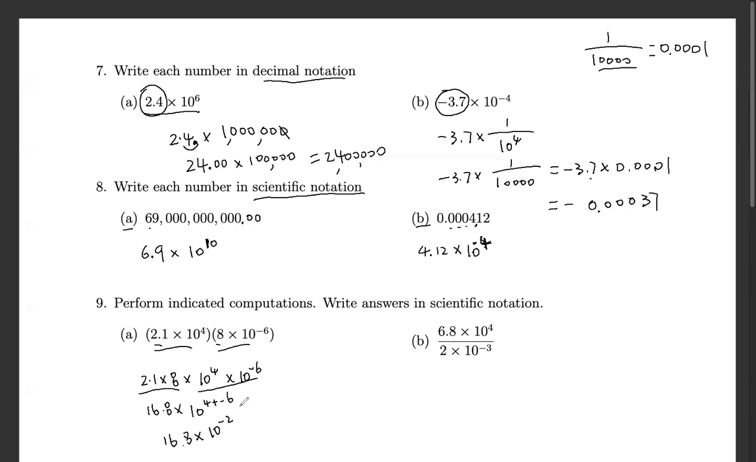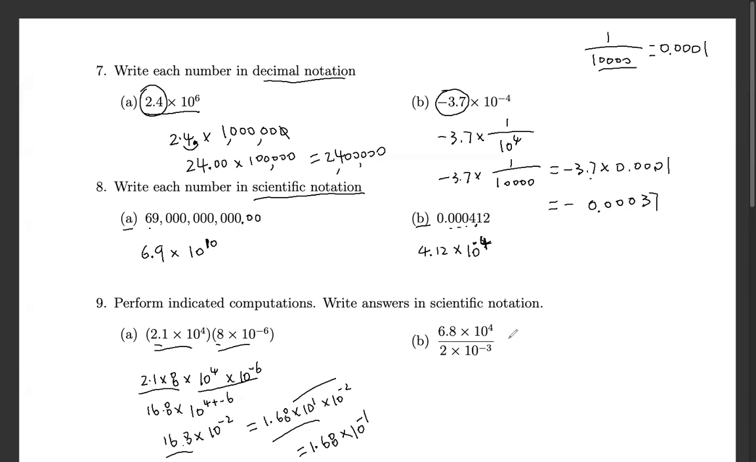Now, is this a scientific notation? No, because the first number is bigger than 10. We need the first number to be less than 10. So what do we do? We change 16.8 to 1.68 multiplied by 10, right? So this is still 16.8. Then multiply by 10 raised to negative 2. Okay, now the first number is good. It's less than 10, 1.68. Then we combine those two. This is 10 raised to the first power times 10 raised to negative 2. 1 minus 2, that's negative 1. So for A, we get 1.68 times 10 raised to negative 1.